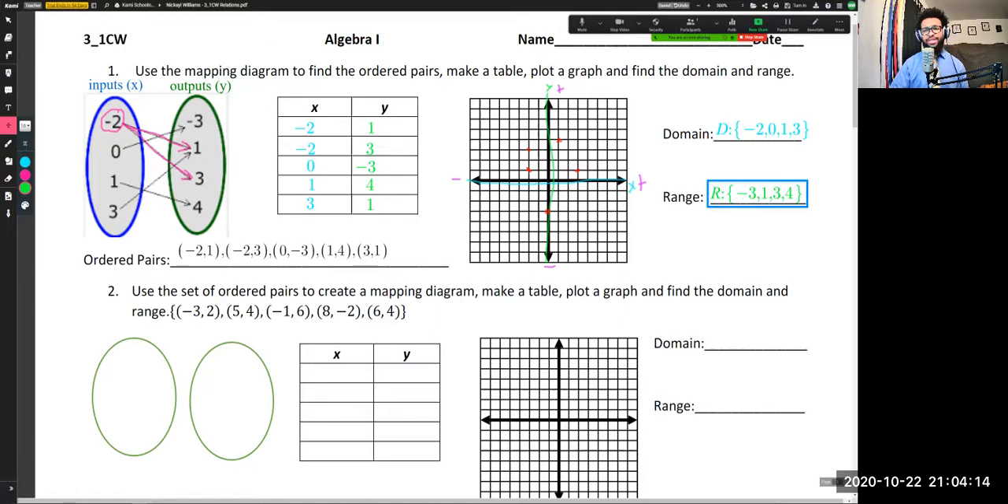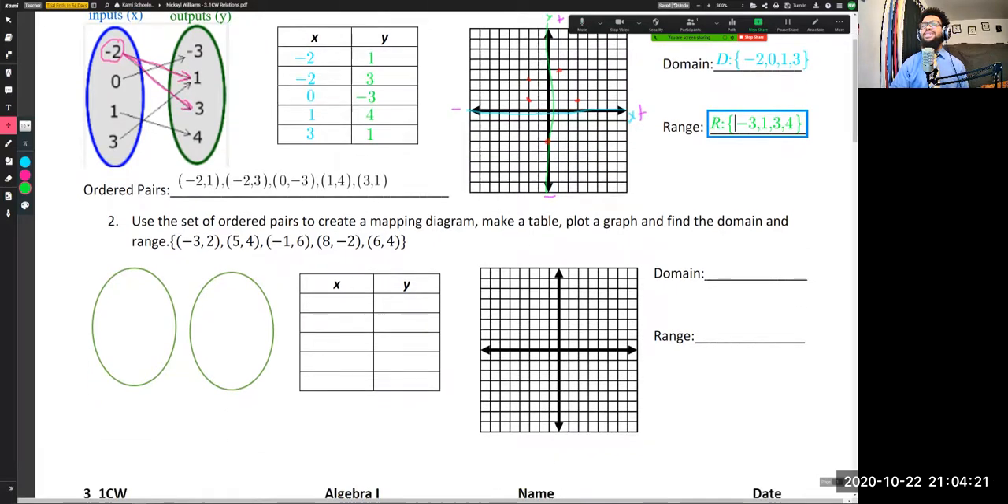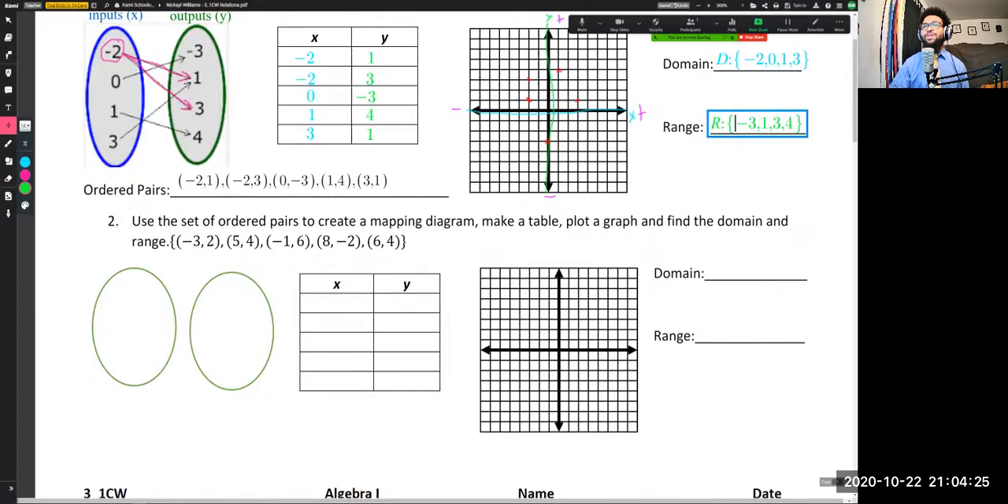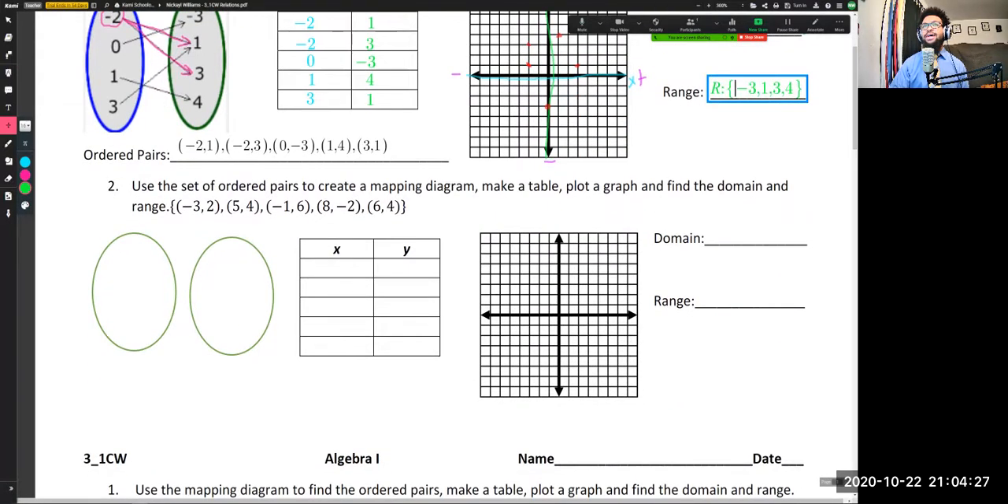If you have any questions on that, let me know, ask me, and I will do my best to help you. So that's number one covered. Number one is very much like number two. The only difference here is that with number two, it gives us our ordered pairs in a list format. So I'm not going to do number two through in its entirety, but I will help you all get started.